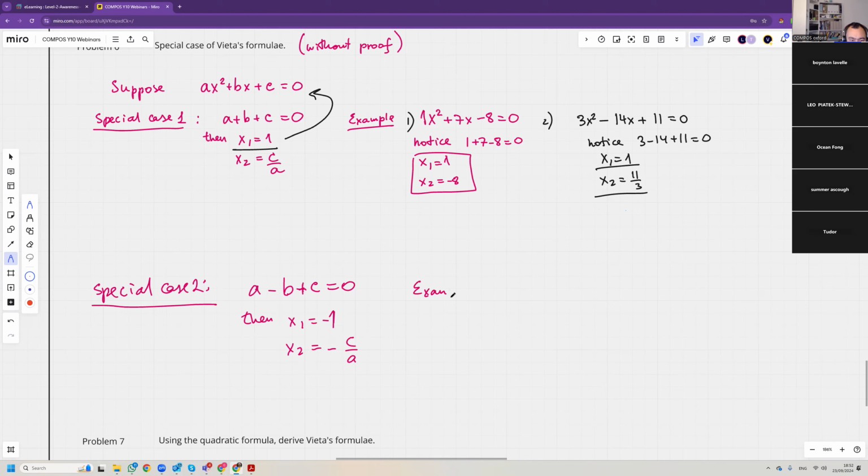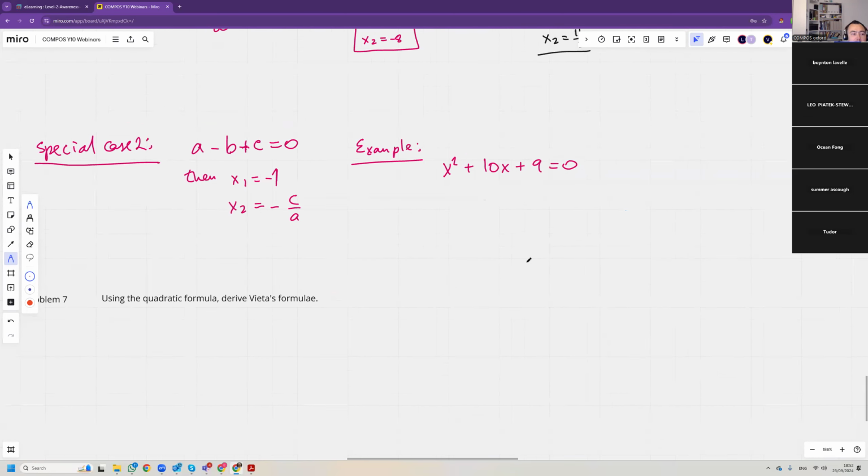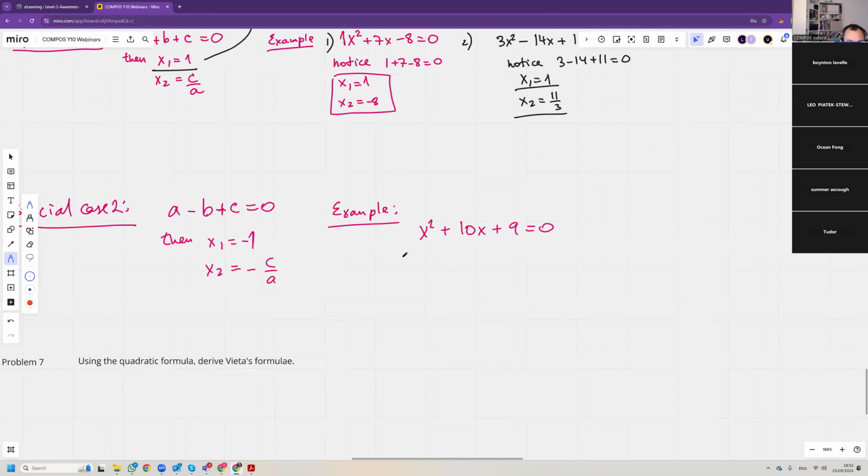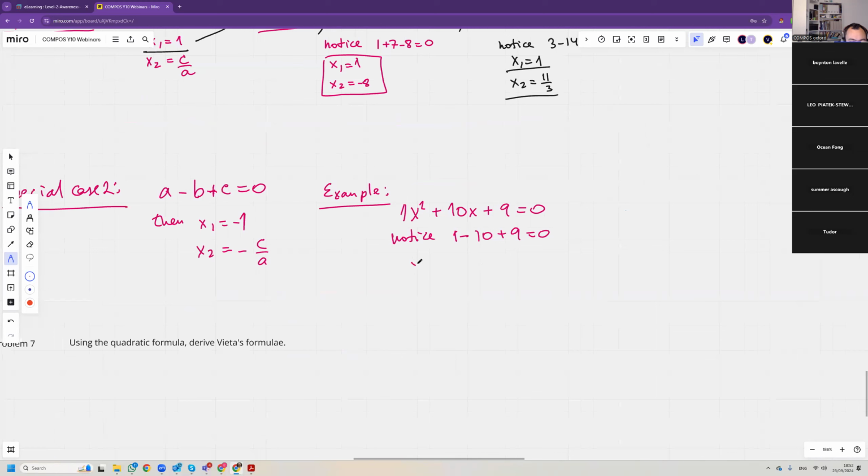So example. x squared plus 10x plus 9 equals 0. So this is special case 2, because notice that 1 minus 10 plus 9 is 0. Notice that, and that means x1 is minus 1, and x2 is minus 9.